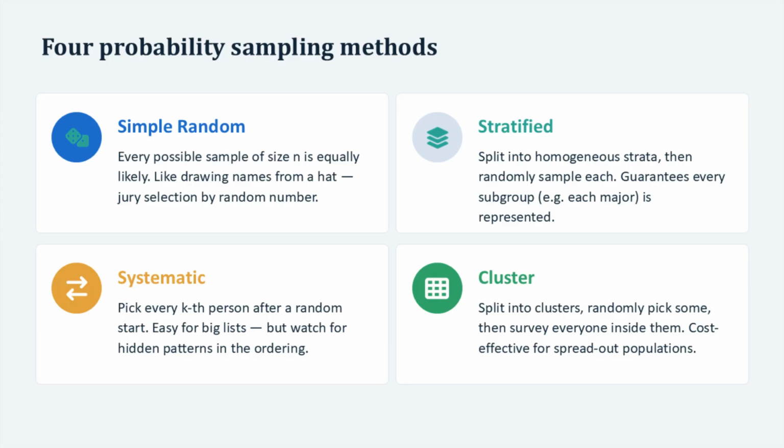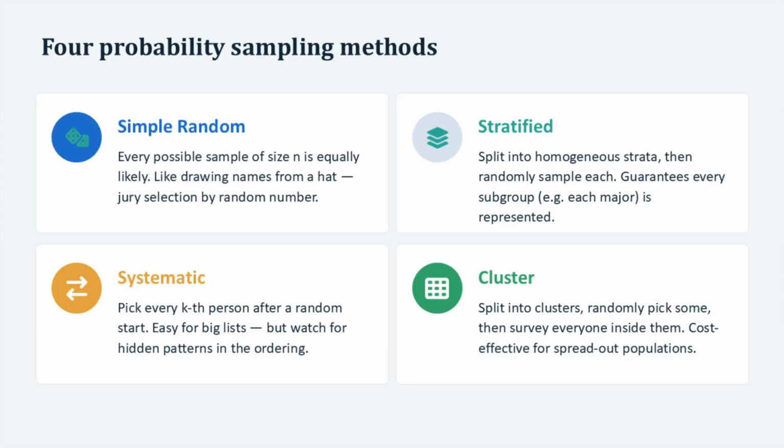And fourth, in the bottom right, we have cluster sampling. Here, we divide the population into groups called clusters. Then, we randomly select some of those clusters and study everyone inside the clusters we selected.